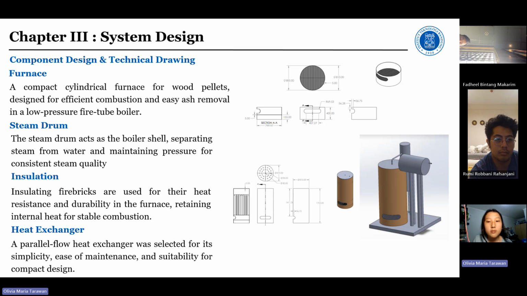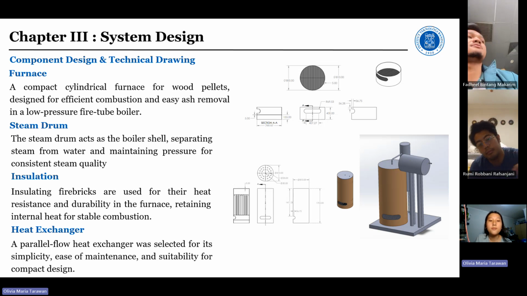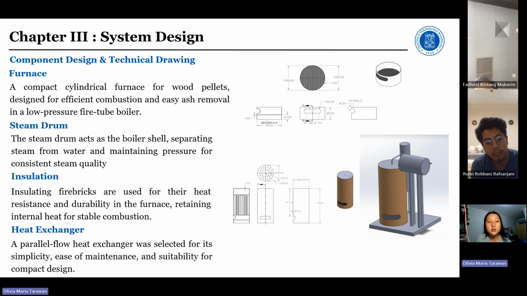And the second one is the steam drum. This serves as a boiler shell, and the steam drum separates steam from water and maintains steady state pressure for consistent steam output. And the next one is insulation. For insulation, we chose fire bricks in the furnace to retain heat effectively and support stable combustion over time.